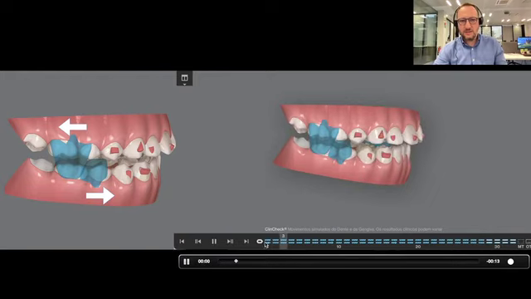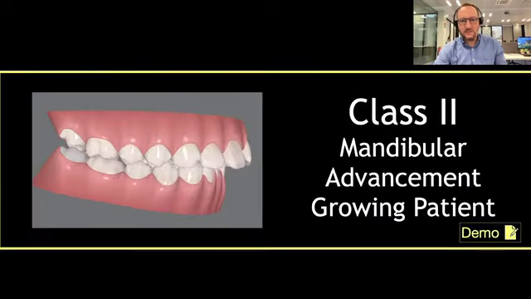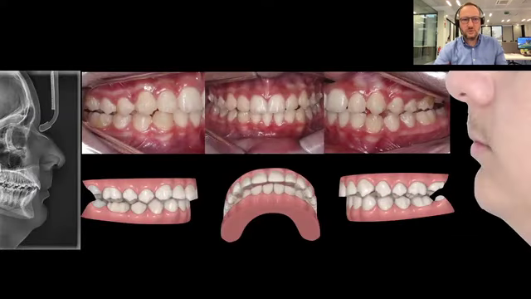So here again, the first, and then it changes here a little bit more forward, and then a little bit more forward again, and then we can finish the case. So we can achieve this final occlusion in one set of aligners, a huge difference.